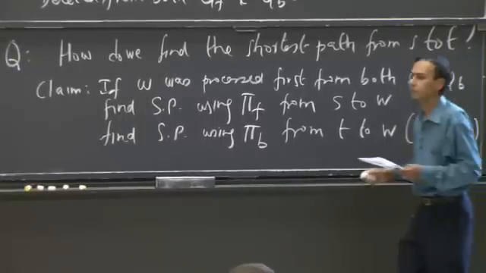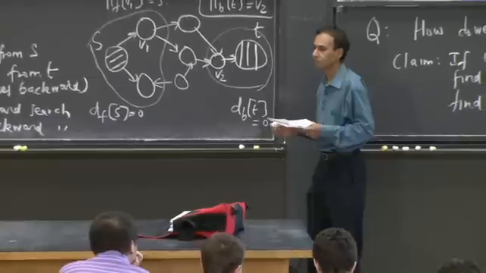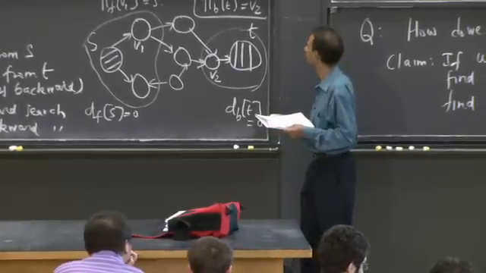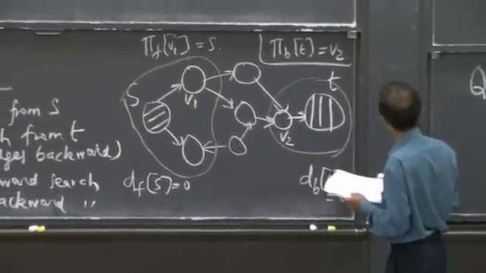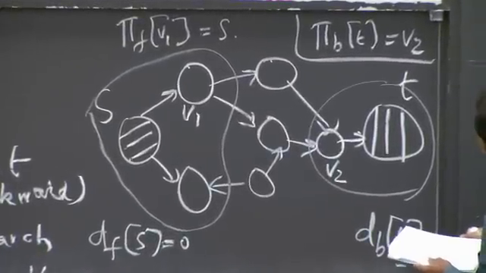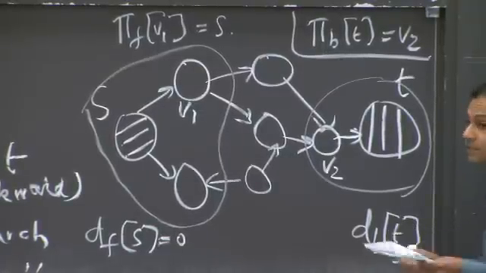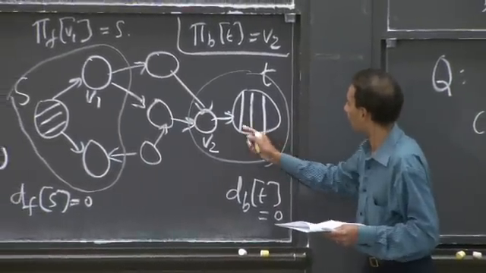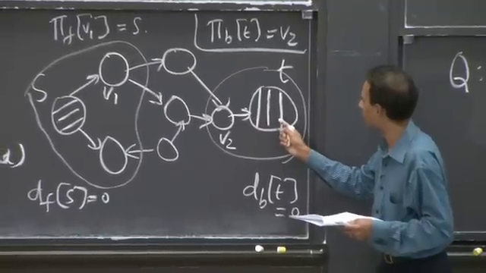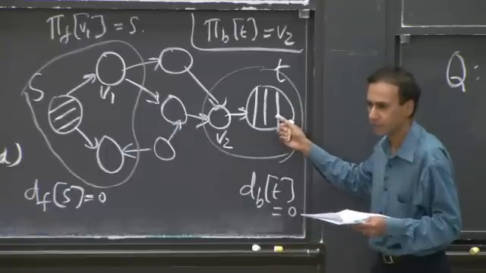Yeah. If pi B is given distance from T, shouldn't it be like pi B of V2 equals T? Because V2 is... That's a good question. I might have gotten this wrong. So in the backward search, I need to... This can get pretty confusing. What do I have here? I want to follow the predecessor. You're exactly right. You're exactly right. Thank you. Thank you for pointing that out.